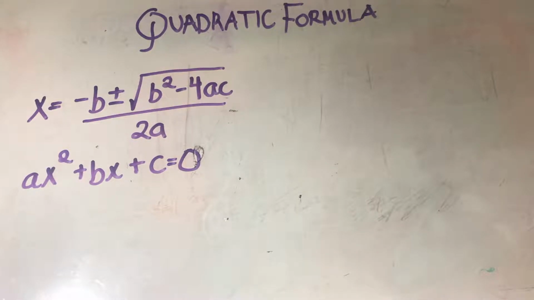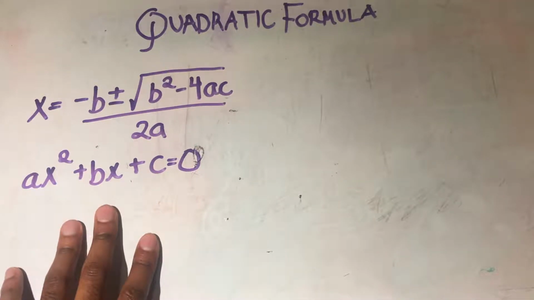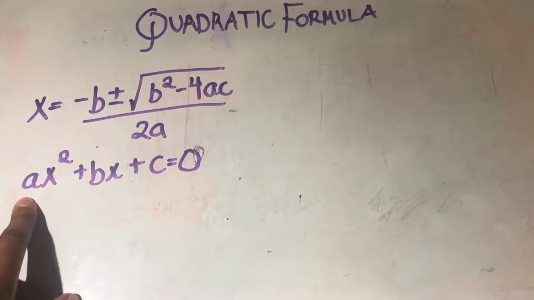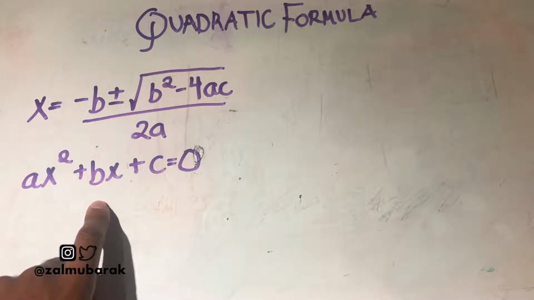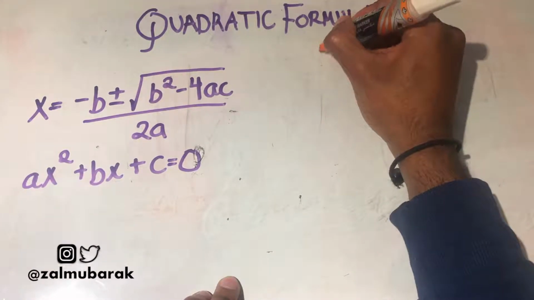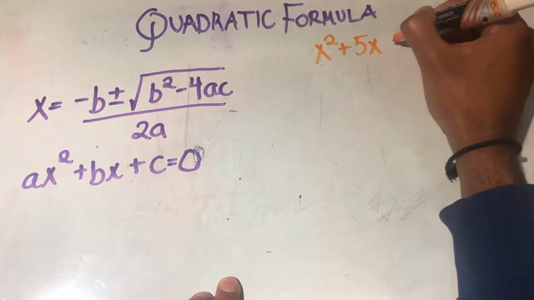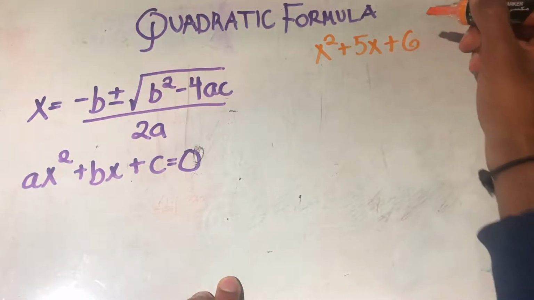On the left here we have the quadratic formula: x equals negative b plus or minus the square root of b squared minus 4ac, over 2a. And at the bottom we have the standard form of a quadratic equation, in which we have the leading coefficient a in front of x squared, plus b in front of x, and then we have c as our constant. So in our first example here, we're asked to factor x squared plus 5x plus 6.